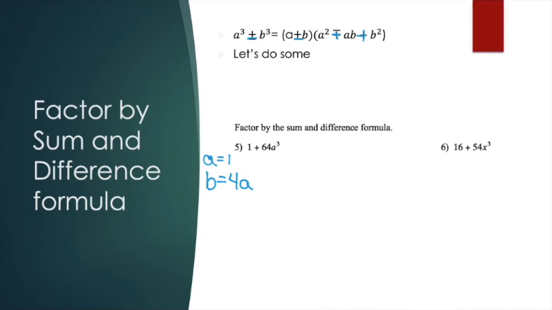So we're making it into a factor. We're going to plug A in for everything up there, and 4A cubed for anything that's B up there. This is going to become a small parentheses and a big parentheses, a binomial and a trinomial. We just plug in the A's and the B's. We're just doing the plus.